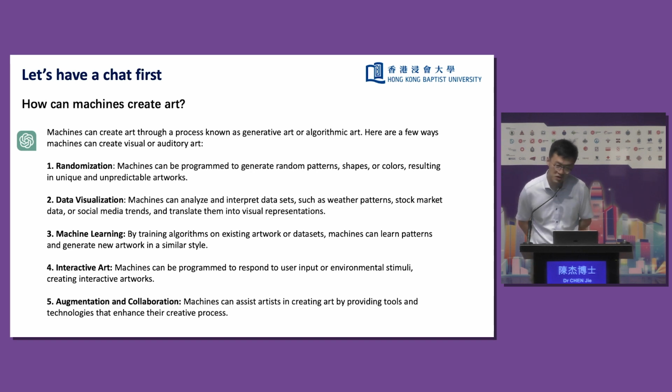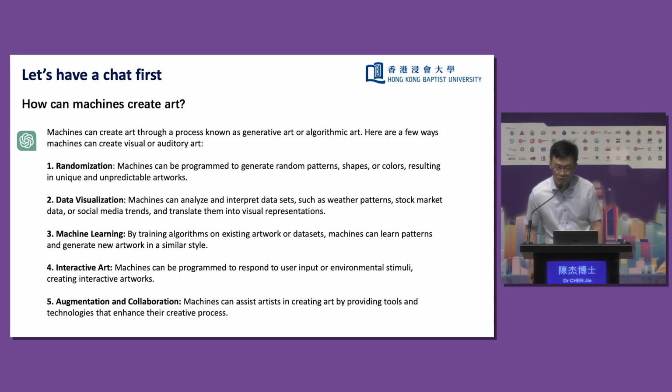The third one is machine learning. We know that machine learning is an algorithm that learns from existing data and then tries to create by exploring the learned patterns. The next one is interactive art, right? AI can help you interact with algorithms and give you some surprising results, and also augmentation and collaboration. So these are some of the ways ChatGPT thinks machines can create art.